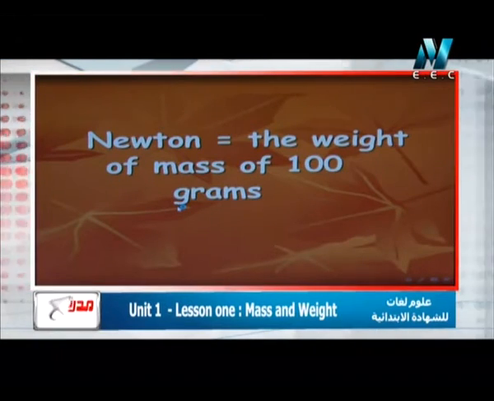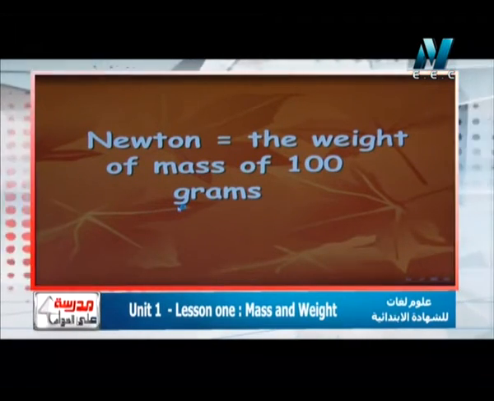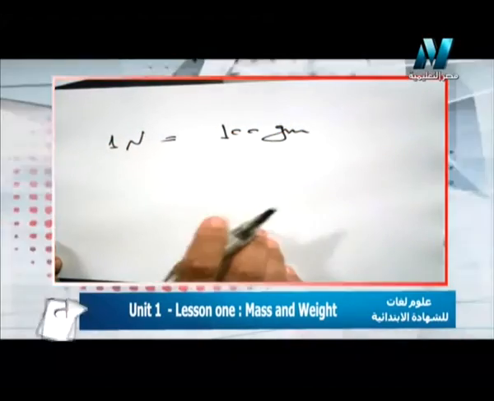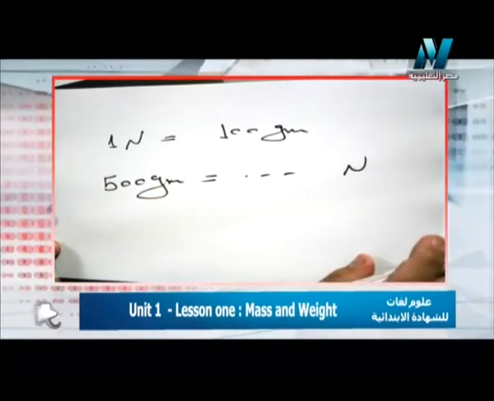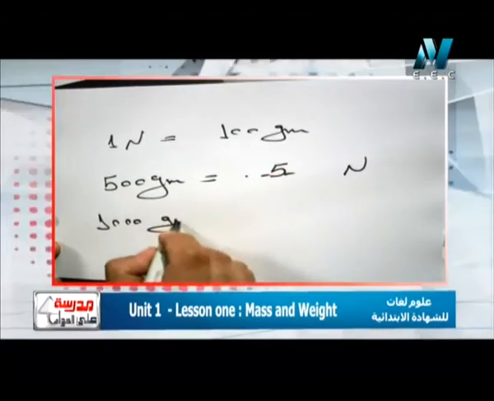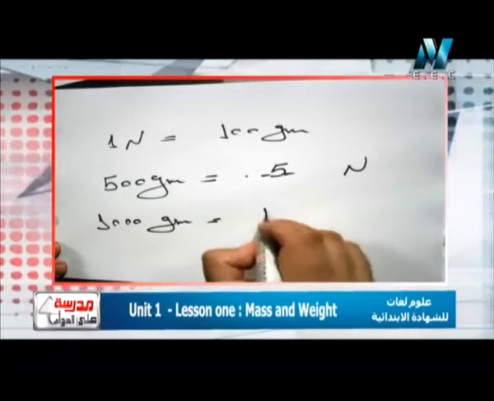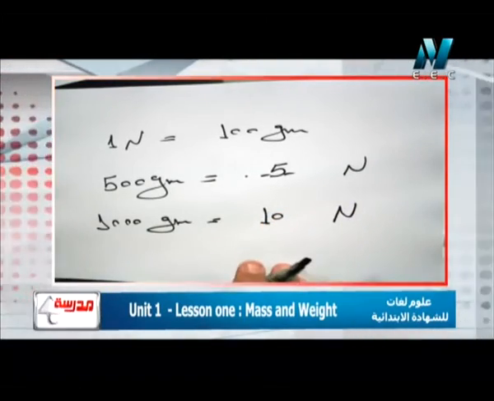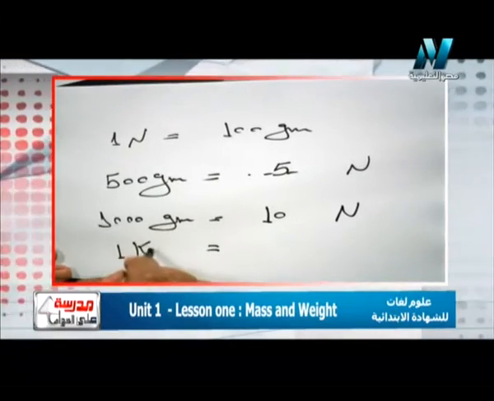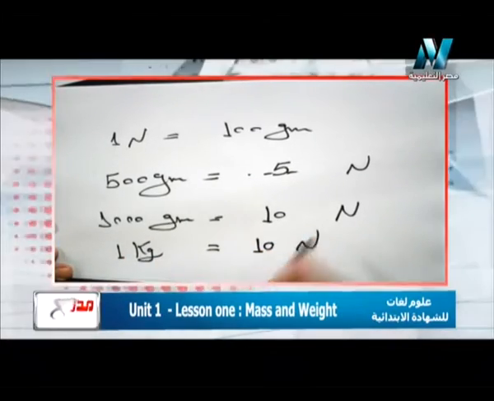So again I have some problem about this. If I have 1 Newton equal 100 gram, okay, so if I have 500 gram, it equals what in Newton? I think it will be 5 Newton. If I have 1,000 gram, which is 1 kilogram, it will be 10 Newton. So I can say, أقدر أكتب كويس قوي باختصار شديد إن 1 kilogram equal 10 نيوتن. وهي دي الريليشن ما بين الماس والويت.